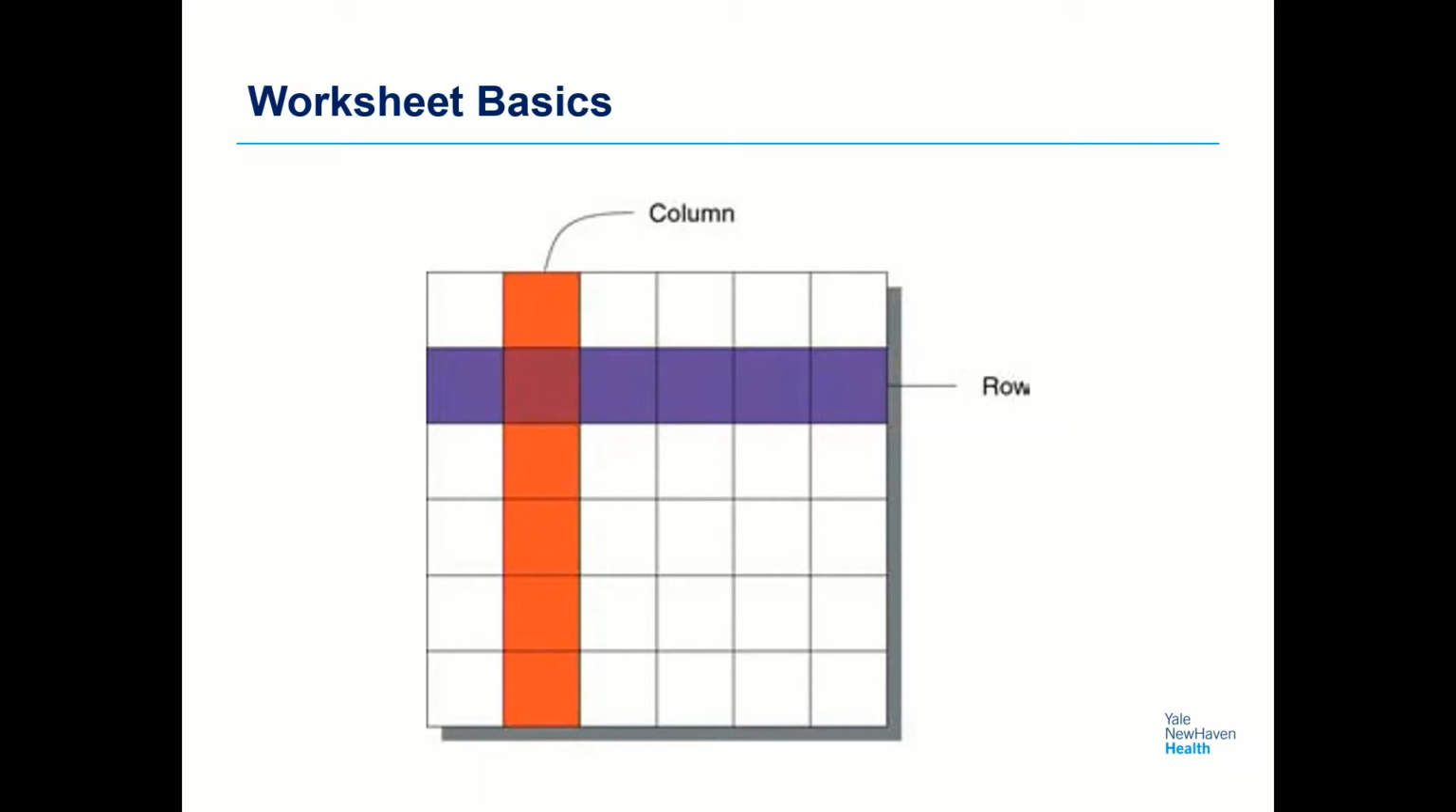Worksheet Basics, important terms to know. The columns, as you see in the picture, are the verticals, which as you read across the top will read A, B, C, D, and so on. The rows, if you go down vertically, start at 1, 2, 3, 4, and so on.